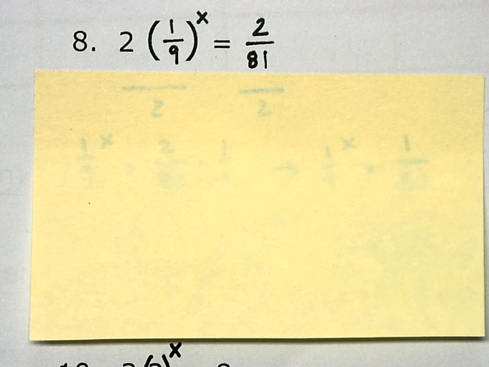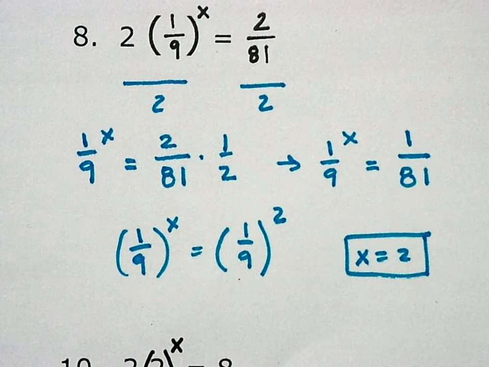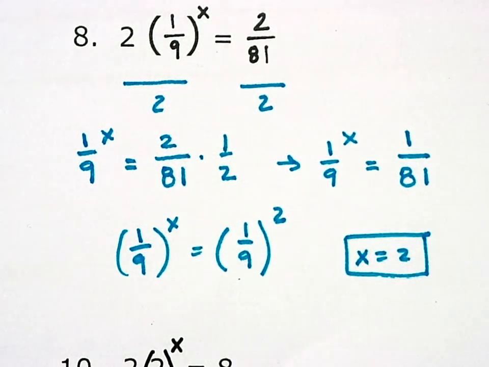All right, next one. I have the solution ready for you, so go ahead and pause if you want to try it. And here is your solution. So it looks like when we take 1 over 9 and we square it, it's going to give us 1 over 81.